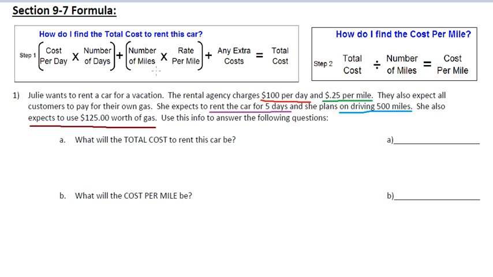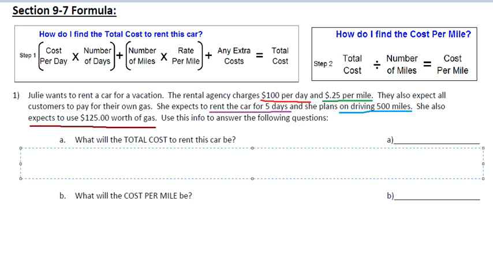So to keep us going, let's go right to letter A. What will the total cost to rent this car be? Well, in order to do the total cost, what we're going to have to focus in on is Step 1. Okay, for Step 1, we've got some parentheses. The first thing we need to know is what is the cost per day? It's $100. And we're going to multiply that times the number of days that Julie plans to be on vacation. And that's 5 days. There we go, looking good.